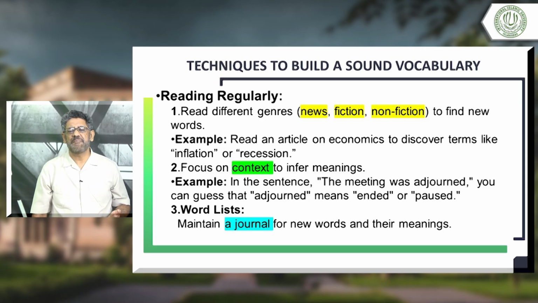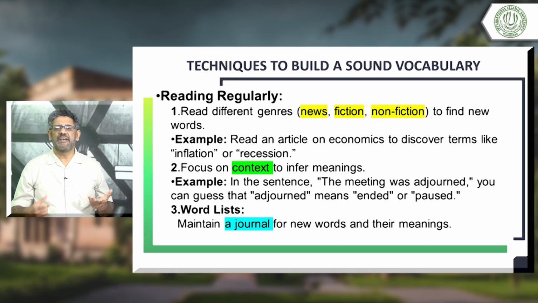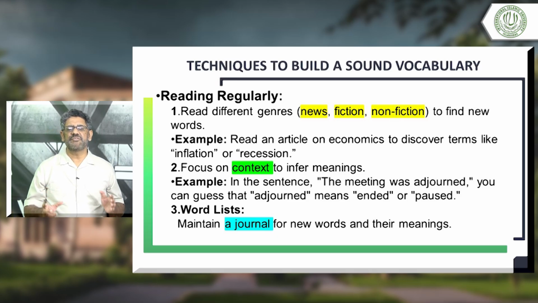Then, for example, you read an article about economics and you see the terms, oh, inflation, recession, what do they mean? Then you look up in the dictionary. Oh, I got it. This is how they are used.